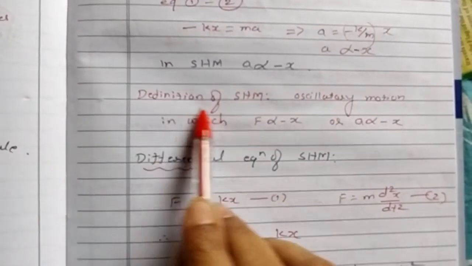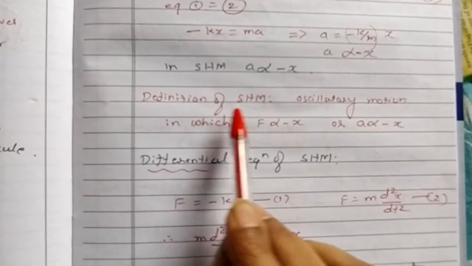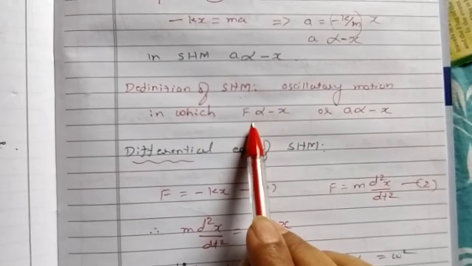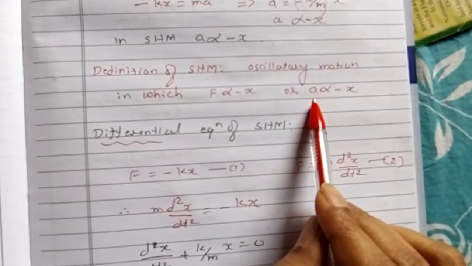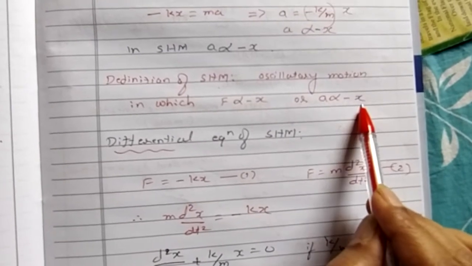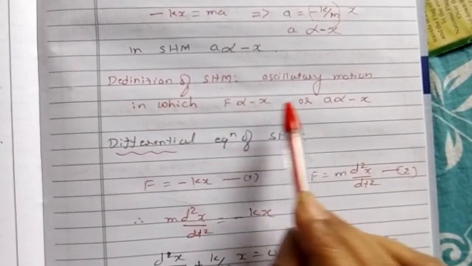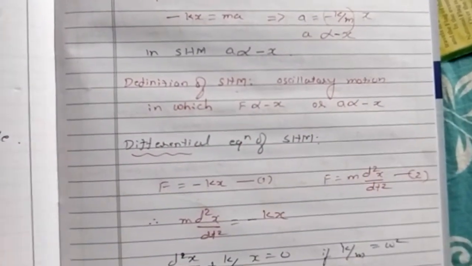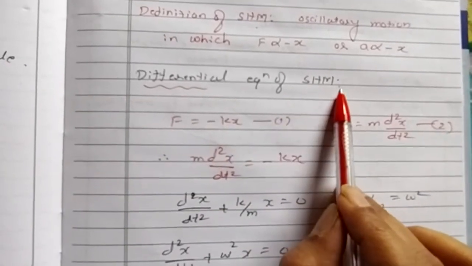Okay, together we can make one definition of simple harmonic motion. Simple harmonic motion is an oscillatory motion in which the restoring force is proportional to the displacement, or the acceleration produced in the body is proportional to the displacement of the body from its equilibrium position and is acting in a direction opposite to the displacement. Okay, remember this. Next is the differential equation of simple harmonic motion.